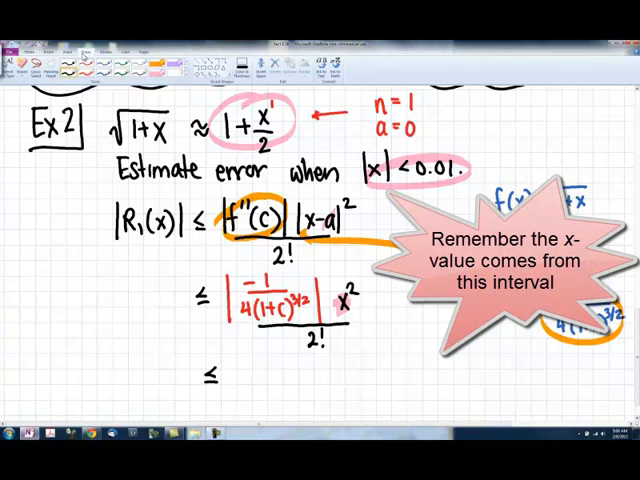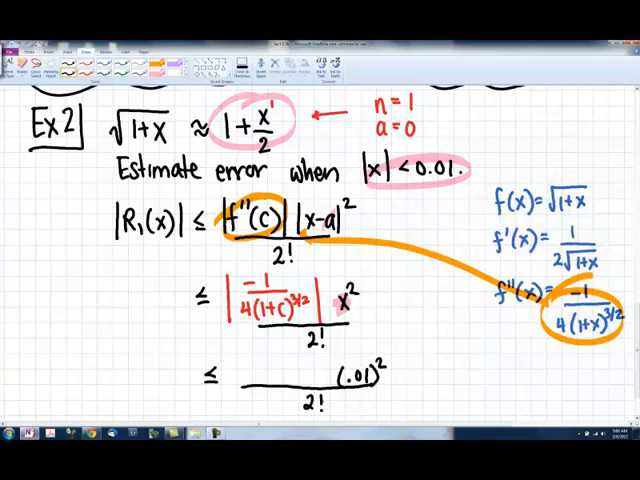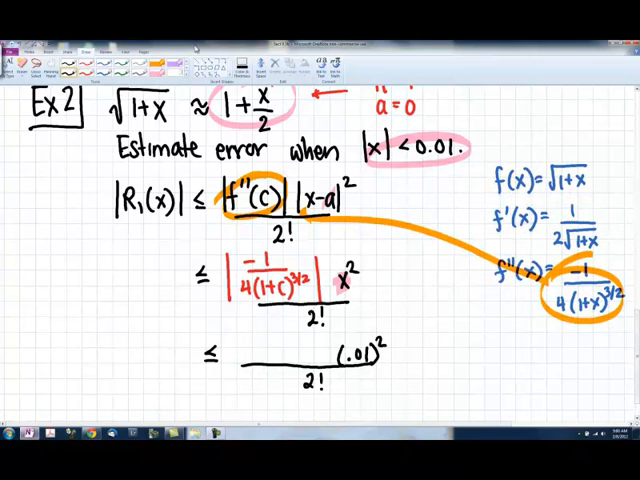We're going to square it, so it doesn't actually matter which one you put in there, positive or negative, when you square it. And then over here, this c. Do you guys remember from yesterday when I talked about c? C is going to be some number between a and x. And a is 0, and x is either negative 0.01 or positive 0.01.